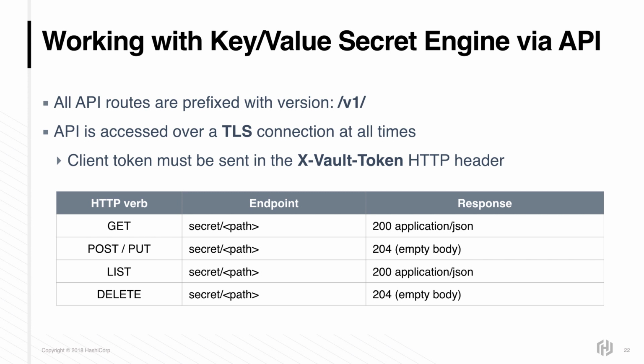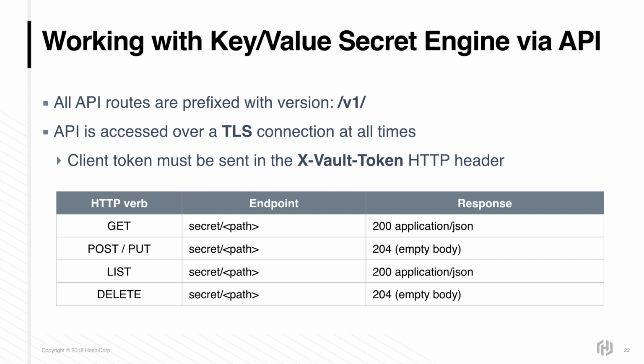As with other parts of the Vault server, you can forego the Vault CLI in favor of the Vault API. The Key Value Secret Engine API supports all expected CRUD operations for secrets. Key points when working with the Key Value Secret Engine via the API are: first, the API is accessed over a TLS connection at all times. This ensures all secrets remain encrypted on the wire while in transit.